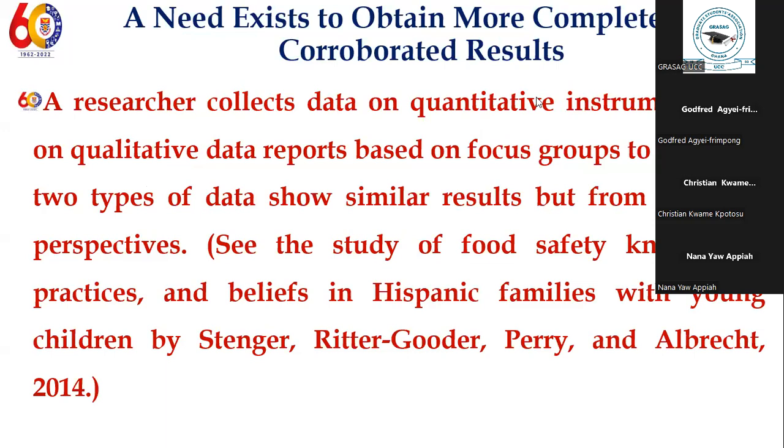Sorry for that interruption. So there are instances where the need for the use of mixed methods is very important. As you can see from the screen, I don't want to read, but we'll go through one or two so that we get more insight into what I want to say.